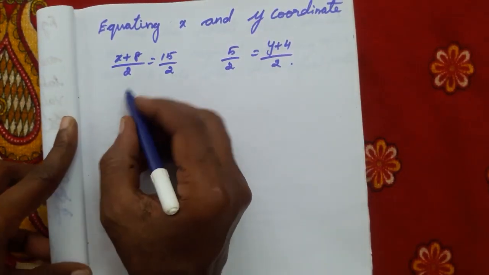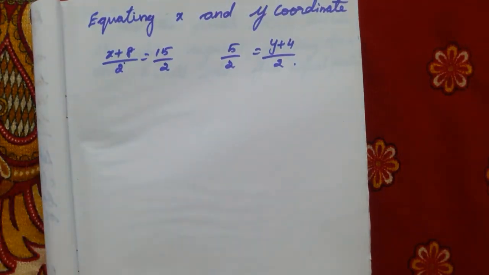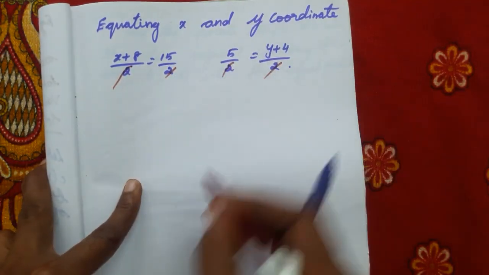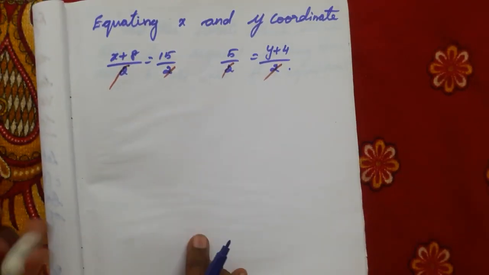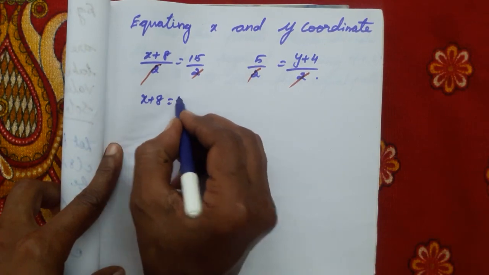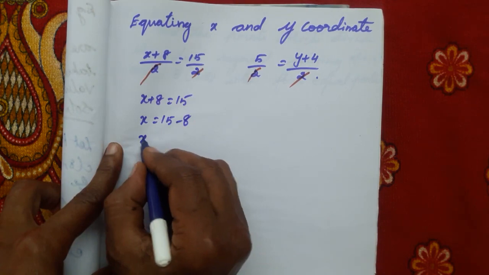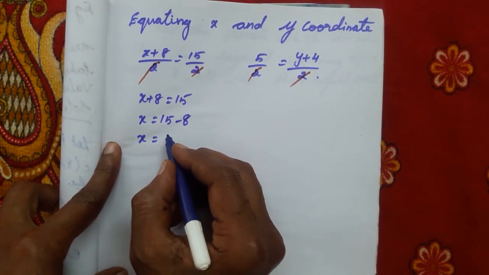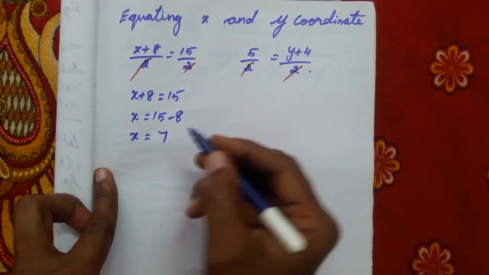Here, listen, the denominator 2 we can cancel. Here also the denominator 2 we can cancel. So we are getting x plus 8 is equal to 15. X is equal to 15 minus 8. What will we get? 15 minus 8 is equal to 7. X is equal to 7.